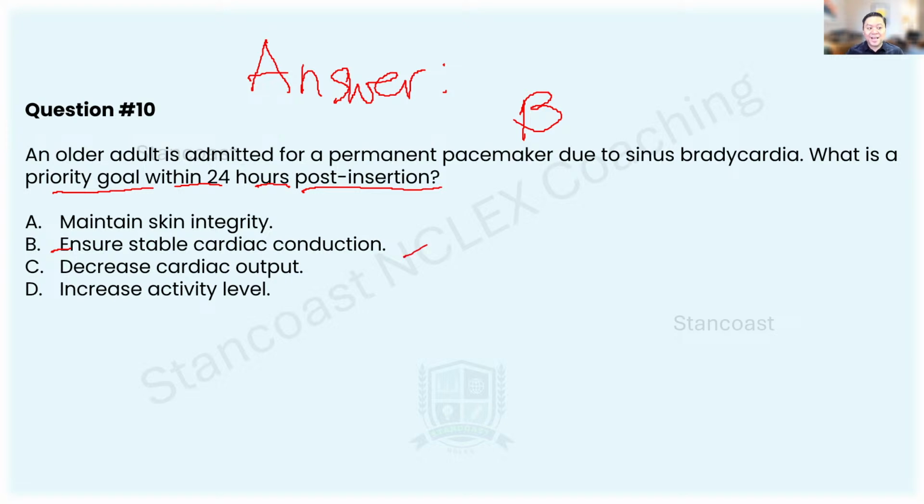If you had answered letter A, maintain skin integrity, well, it is important as well to take a look into the skin, assess the skin, but it's not the immediate priority after the pacemaker insertion. Our focus here is to make sure that the pacemaker is working properly, that it's able to regulate the heart rhythm. So we're removing letter A. What about letter C? Decrease cardiac output. Well, immediately remove that because we're not supposed to decrease. We're supposed to increase CO. So eliminating letter C as well.